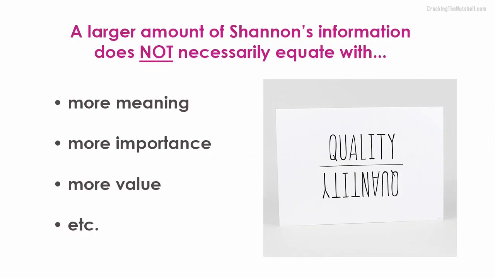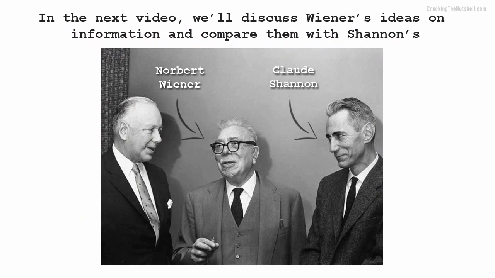Also note that with this definition, more information content has nothing to do with its quality. So in this sense, a larger amount of Shannon's entropy does not necessarily imply a better quality of its content. An example of two subjective concepts which could be linked to quality are meaningfulness or importance. I will expand on this topic in the following video when we discuss Norbert Wiener's ideas.